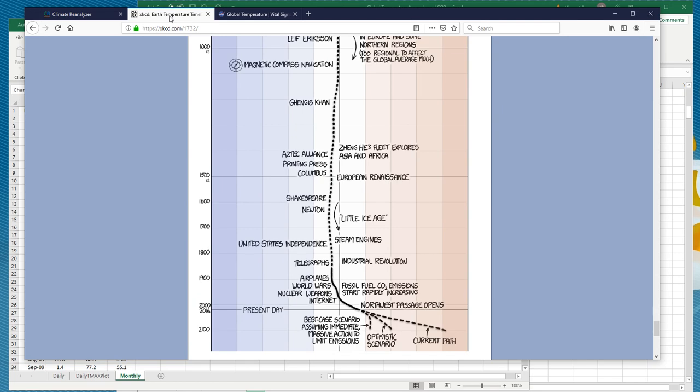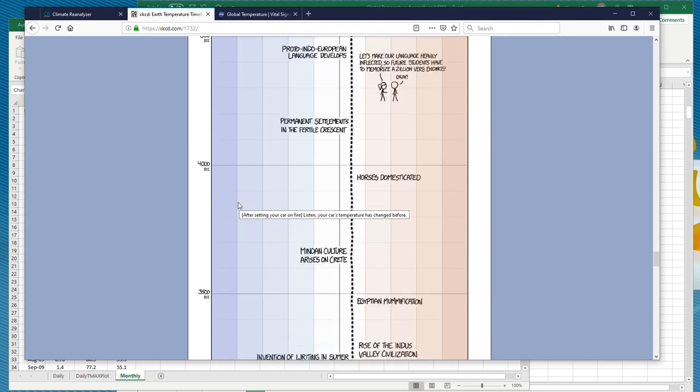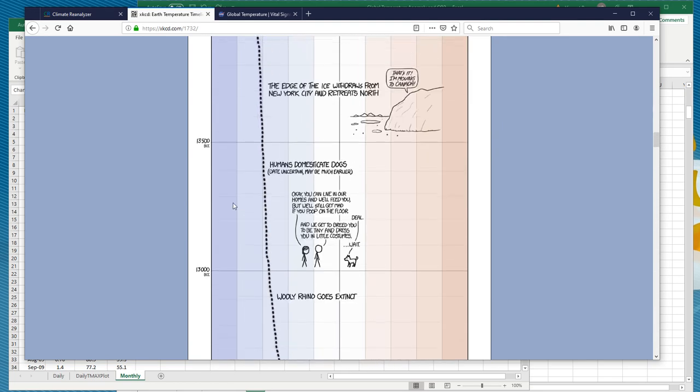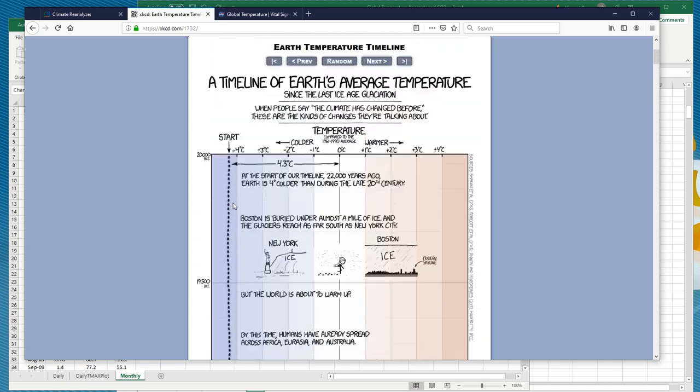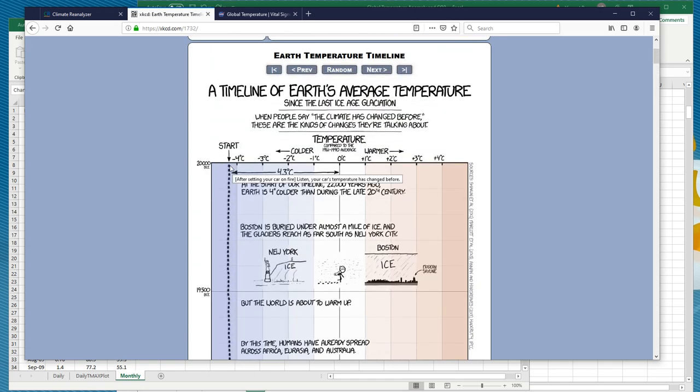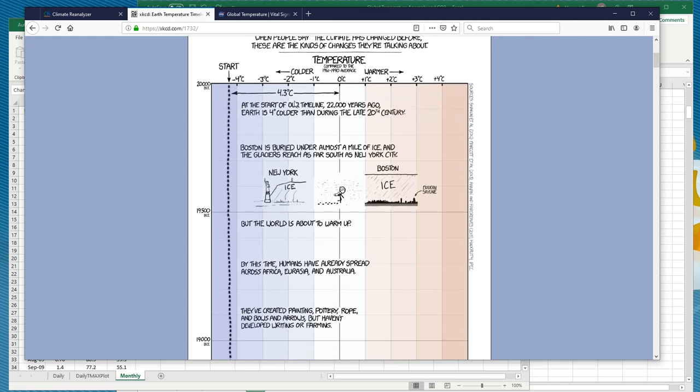How bad is that? Well, here we have this XKCD comic where it sort of shows since 20,000 years ago was the middle of a previous ice age. So it was negative 4.3 degrees Celsius 22,000 years ago. And you notice with a negative 4.3 degrees Celsius, you can read most of this on your own.